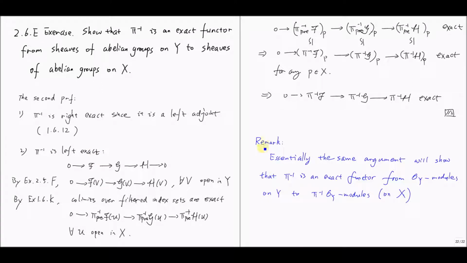Here's a remark. Whenever we have proved a result for the sheaf of abelian groups, we always want to think about whether it still holds true for the sheaf of O_X modules. And it is true for this case. And essentially the same argument will show that pi inverse, the inverse image, is an exact functor from O_Y modules on Y to pi inverse O_Y modules on X.